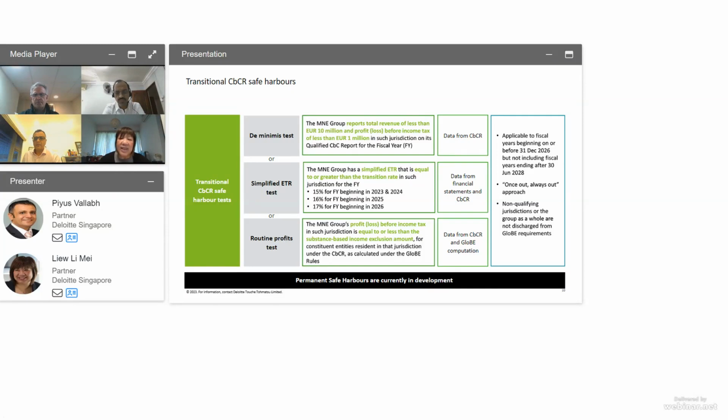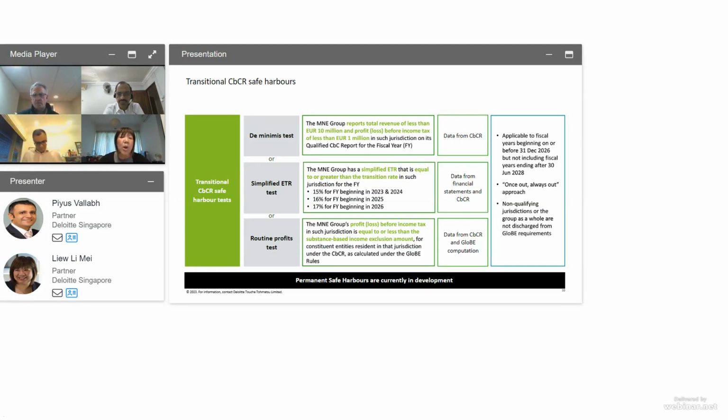The second test is a simplified ETR test. That simplified ETR must be equal to or exceed an agreed transition rate. So when you do the calculation of ETR by taking income tax expense divided by CBCR profit or loss before income tax, that number must be equal or greater to the transition rate. And the transition rate is 15% for financial years beginning 23 and 24, increasing to 16% in 25, and then 17% in 26. And the last test is what we call a routine profits test.